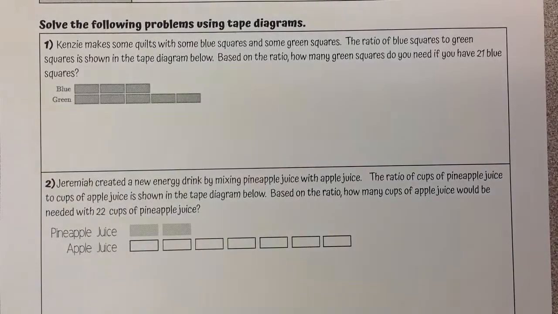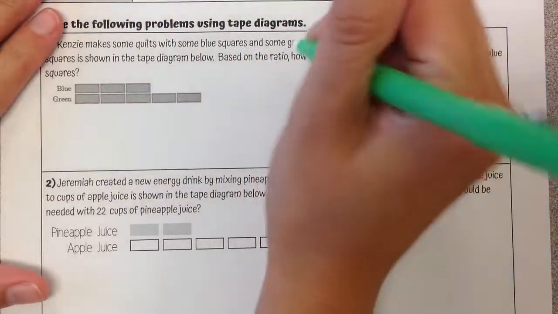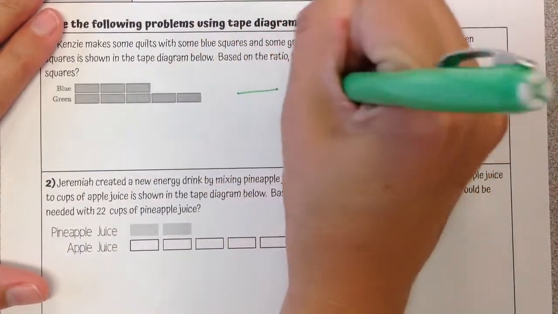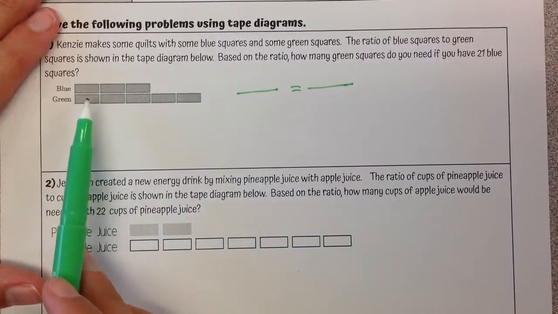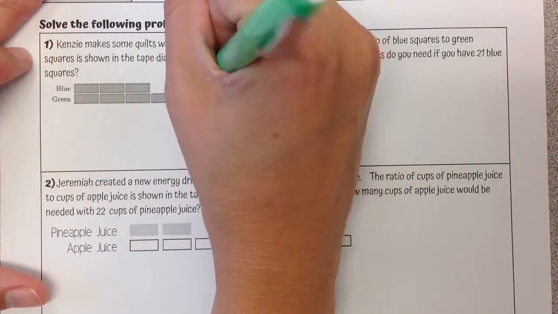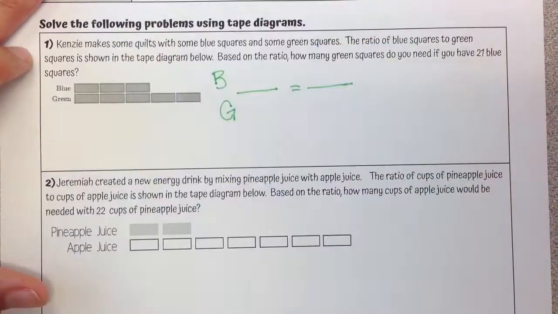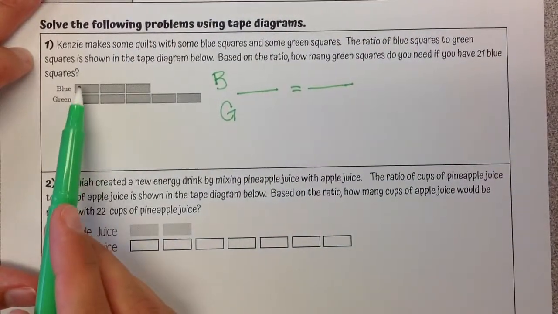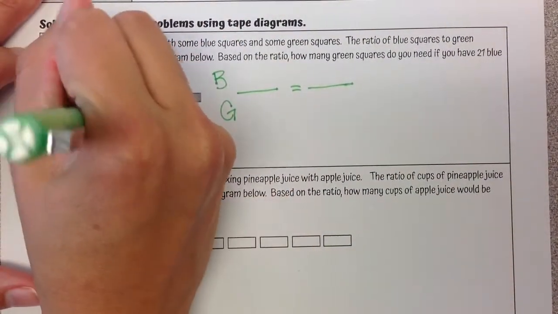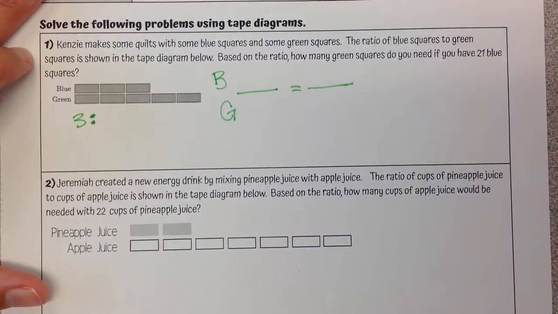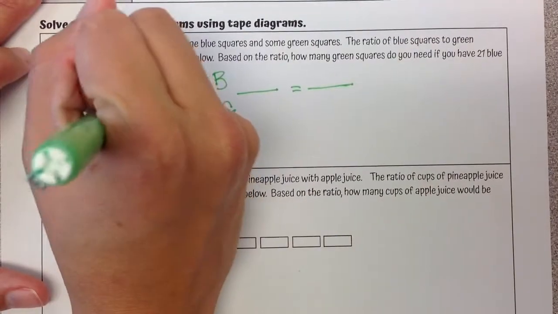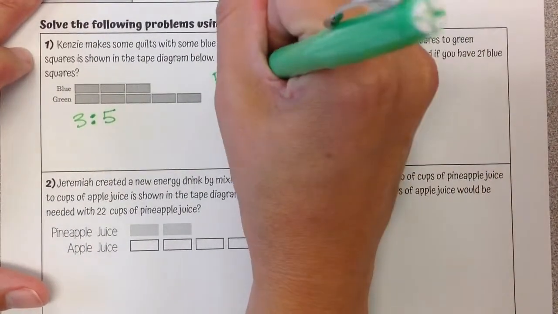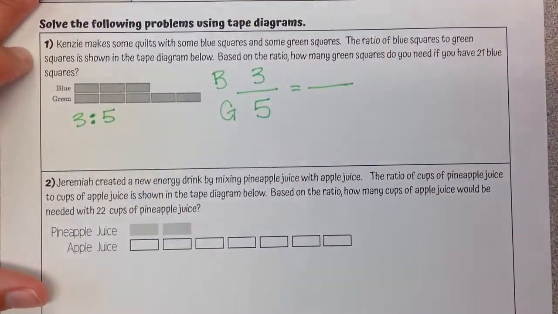So we are going to be setting up a proportion using the ratio given in the tape diagram. So we are comparing blue to green. Okay, our ratio is that there are 3 blue square rectangles for 1, 2, 3, 4, 5 green. So our initial ratio is 3 to 5.